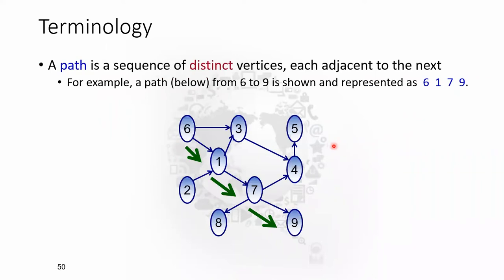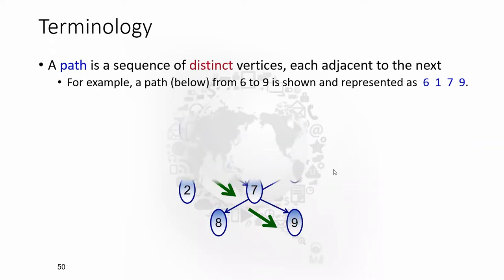A path is a sequence of distinct vertices where each is adjacent to the next. For example, if you want to go to 9, you go from 6, 1, 7, and then to 9. But you can also follow the arrows here: 6, 3, 4, 7, then to 9. Based on the arrows, if you go from 6, 1, 3 to 4, you cannot go to 9. The only way to reach 9 is from 7. So that's why you have only one path here if you want to go from 6 to 9.